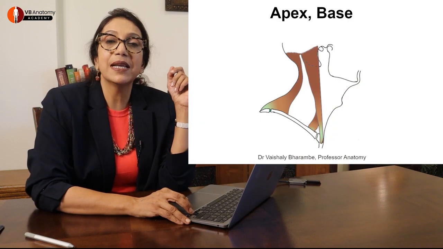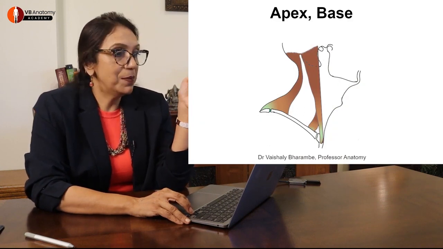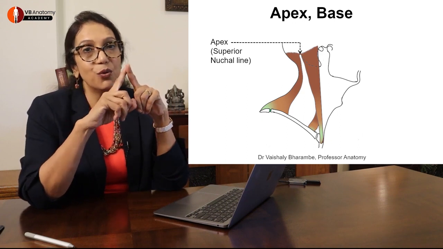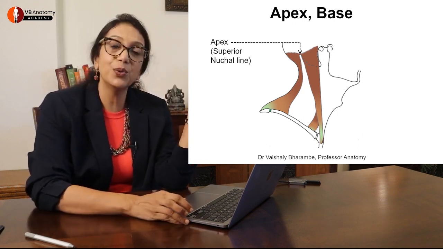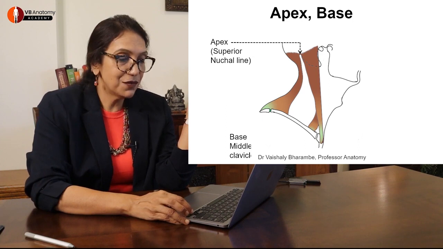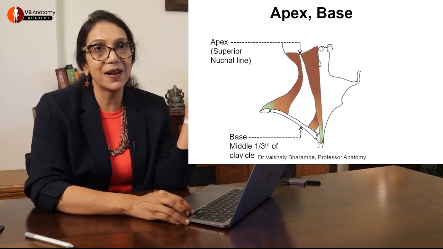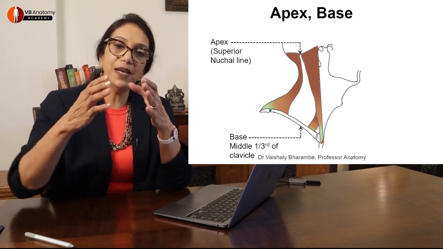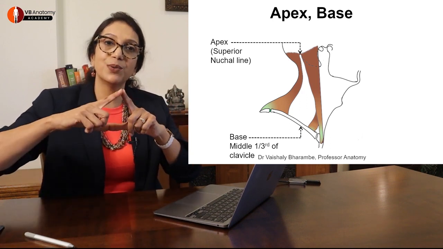Okay, and then finally we go on to the apex and the base of the triangle. The apex is formed by the point where the sternocleidomastoid and the trapezius overlap each other at the superior nuchal line. The base is formed by the same middle 1/3 of clavicle. So boundaries done, apex, base done. We are creating a triangular box, students. The boundaries of the box are done. Let's cover it with a roof and let's floor it with the floor.